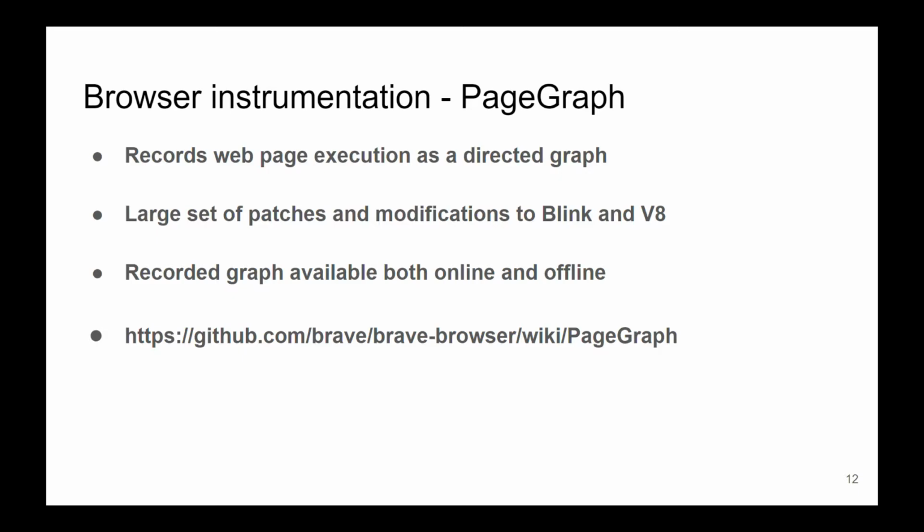And this recorded graph is available both online, directly in the browser for immediate inspection, but we also export it to a GraphML file for offline analysis. And this graph representation makes it easy to determine if an image was injected in the page by a script and how that specific script came to be in the page, and so on. So you get a full causal chain of any specific resource, how it ended up on the web page.